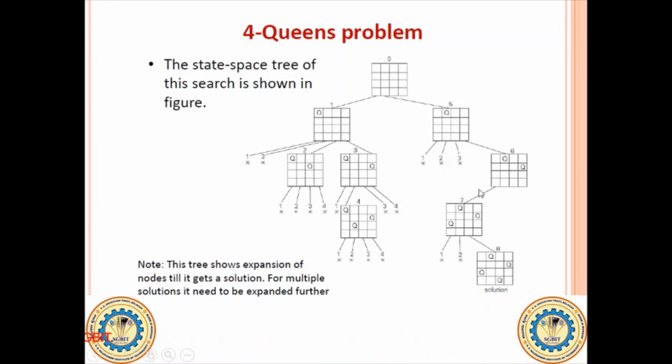Next we are going to look for queen 3. Can we place it in the third row first column? Yes. No queens are available in the same row, same column or diagonal. So yes, we have placed the third queen in the first place of the third row, just see here.